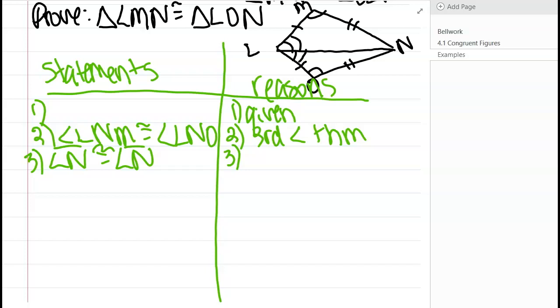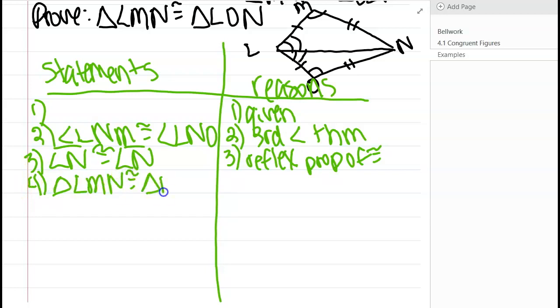How do we know that something is congruent to itself? It is the property, not symmetry, reflexive. It is the reflexive property of congruence. Now, what I've done, I've shown that all three angles are congruent and all three sides are congruent, so I can say the triangle LMN is congruent to triangle LON. And this would just be the definition of congruent triangles.